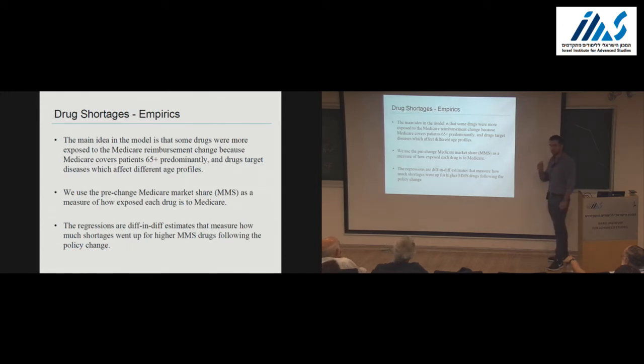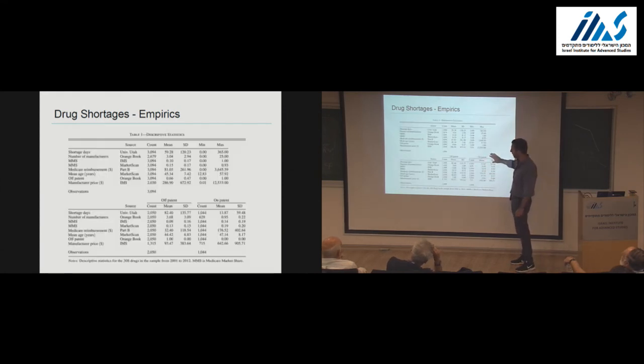Okay, so the empirics really turn on that. Some drugs are for diseases which are highly exposed to Medicare patients, and some aren't. So the regressions are basically diff-in-diffs. I'll show you those.